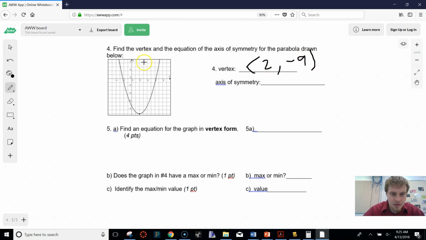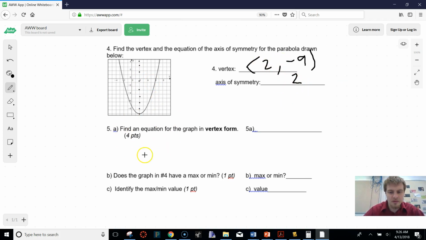My axis of symmetry is the number that cuts this graph in half, which is straight down this line, because you can see that that's going to cut it in half. So what number cuts it in half? Well, that looks to be 2. You'll notice that these are the same, and they should be.